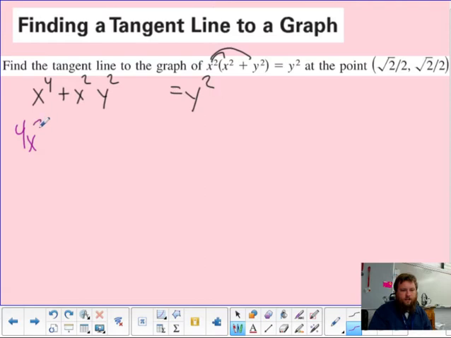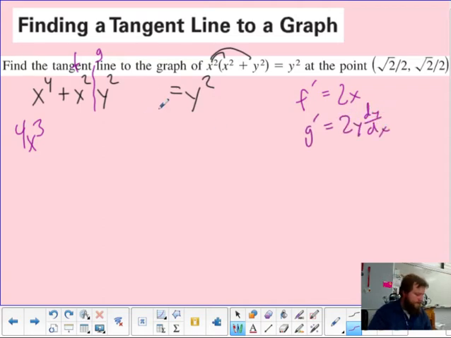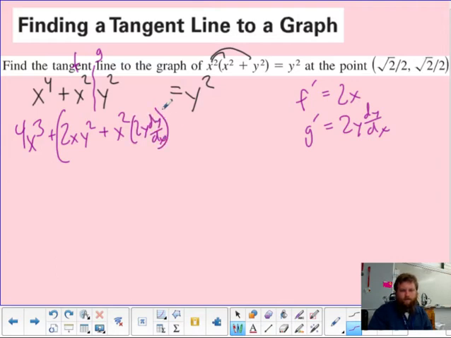So we're going to get 4x cubed, and in this case we're going to have to use the product rule right here. So this is my f and g. My f prime is going to be 2x. My g prime is going to be 2y dy/dx. So you're going to have 2x times y squared, and for this whole thing I'm going to put parentheses, plus regular f, so x squared, times g prime, 2y dy/dx. Equals, the derivative of this will be 2y dy/dx.